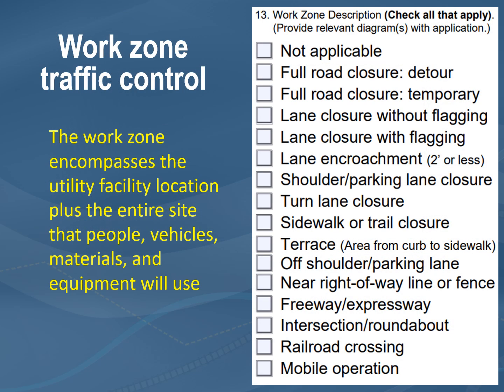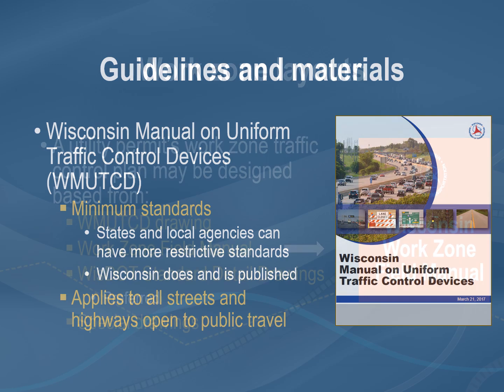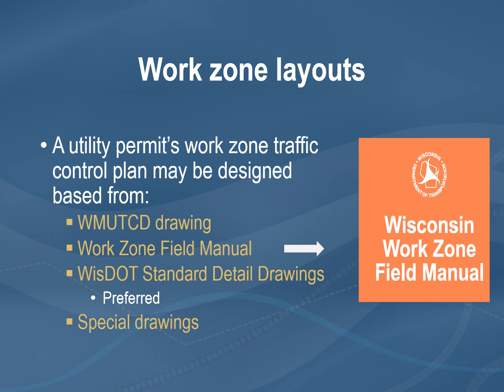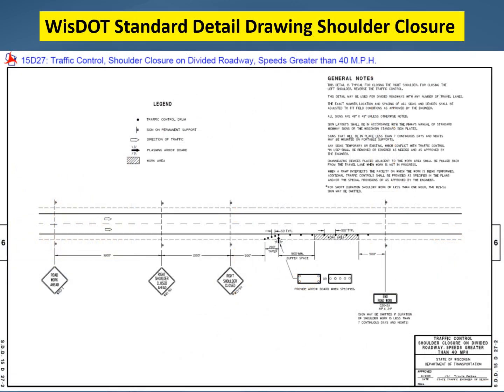Also, we'd like to know what kind of work zone traffic control you're using out there or will be required out there. We've got the Wisconsin Manual on Uniform Traffic Control Devices you can look at to get some guidance. And we also have the Wisconsin Work Zone Field Manual. Most likely for utility installs for shorter projects like that, you'll be using details from the Wisconsin Work Zone Field Manual. If you have a longer project, you'll go to the FDM and use some of the setups for projects that will have traffic control for a longer duration.